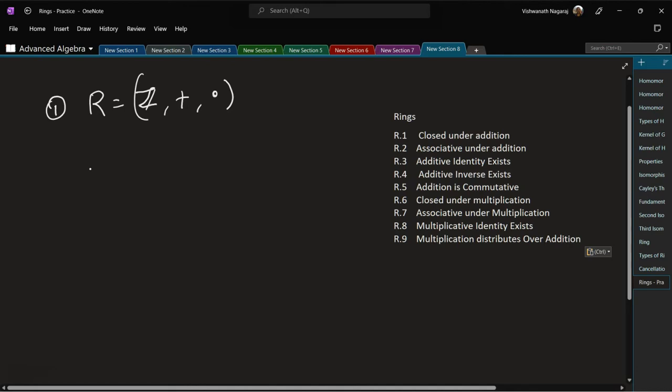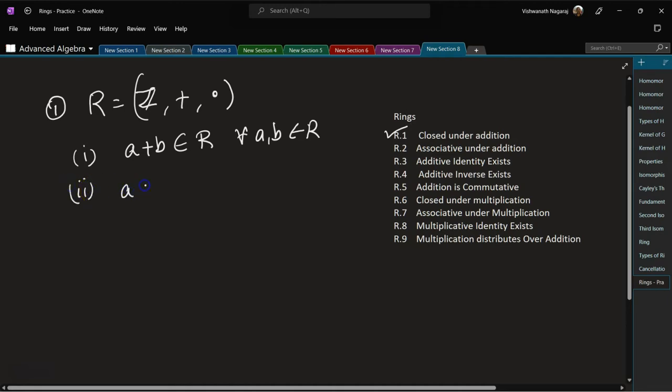Now, for a simple example like this, where we are talking of integers, we can directly take care of it because we know integers. They are closed under addition, associative. But still, if you have to write it, you can just write it in short. That is closed under addition. So a plus b belongs to R for all a, b belonging to R. That is closure. So that's taken care of. Okay.